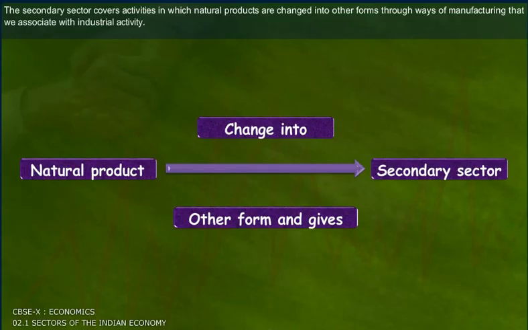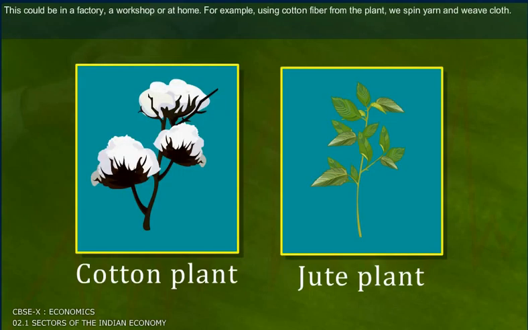The secondary sector covers activities in which natural products are changed into other forms through ways of manufacturing that we associate with industrial activity. This could be in a factory, a workshop, or at home.